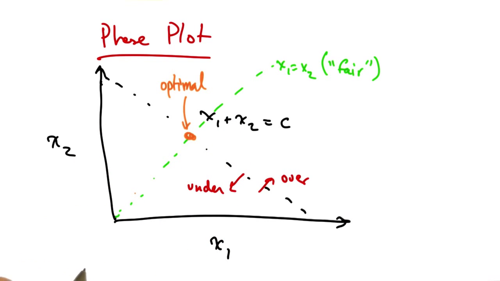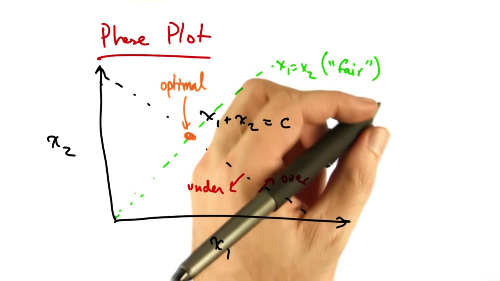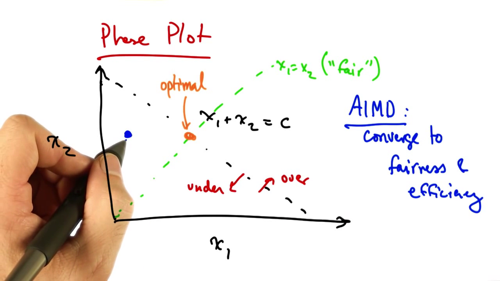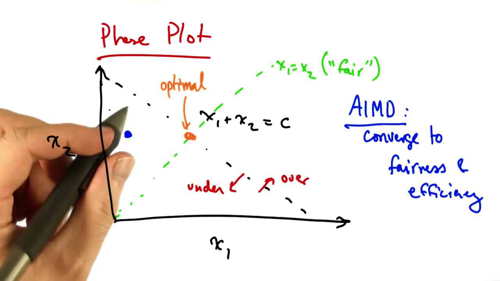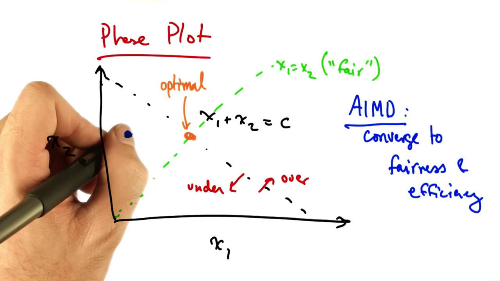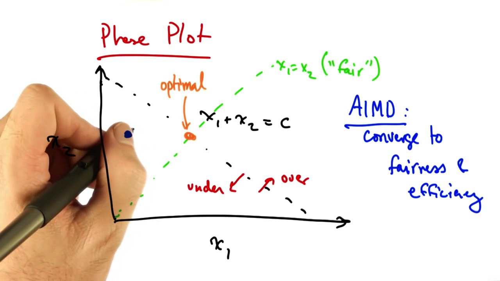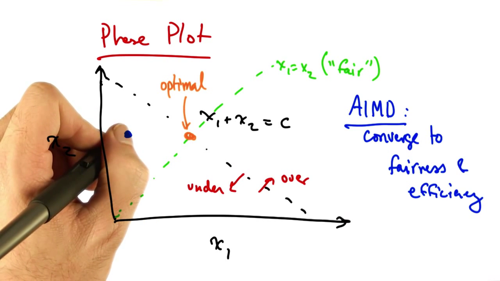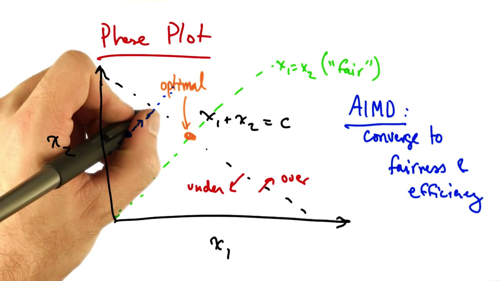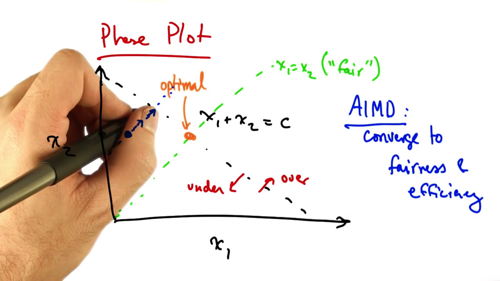We can use the phase plot to understand why senders who use additive increase, multiplicative decrease converge to fairness. The senders also converge to the efficient operating point. Let's suppose that we start at the operating point shown in blue. At this point, both senders will additively increase their sending rates. Additive increase results in moving along a line that is parallel to x1 equals x2, since both senders increase their rate by the same amount. Additive increase will continue until the network becomes overloaded.